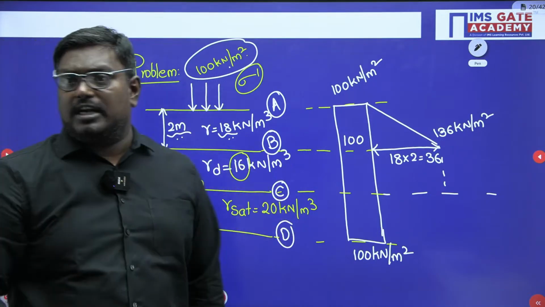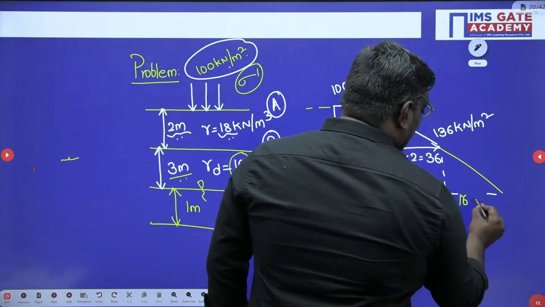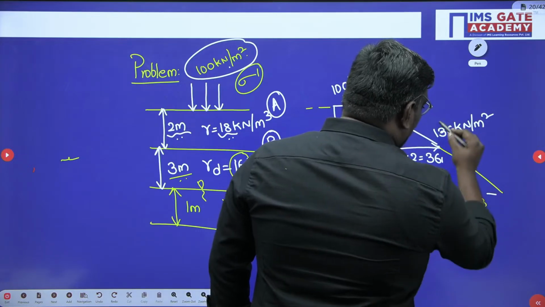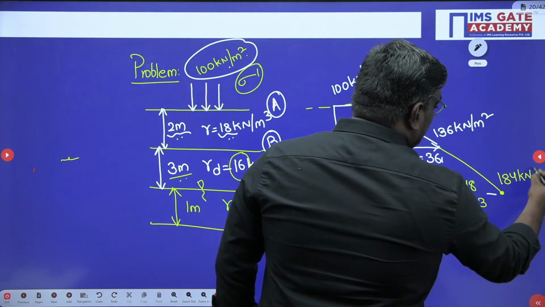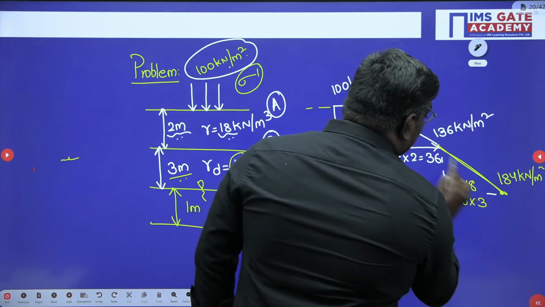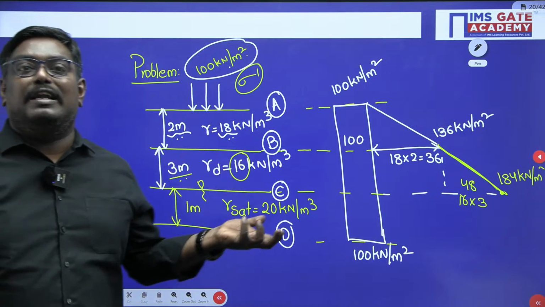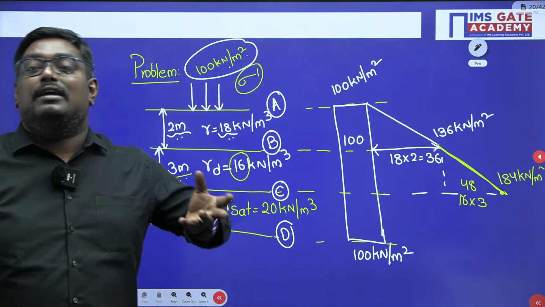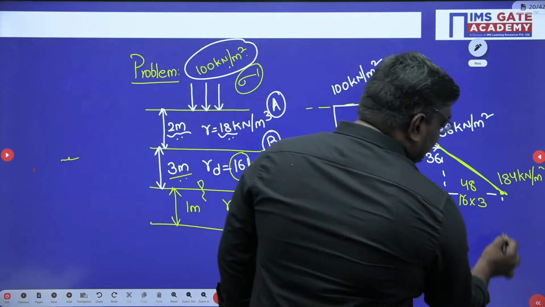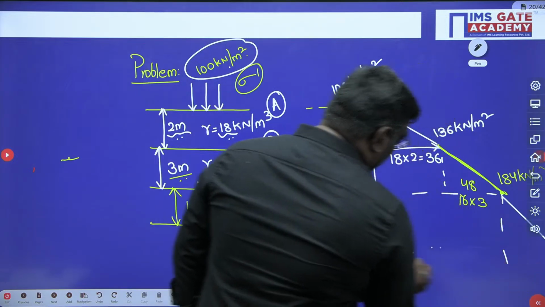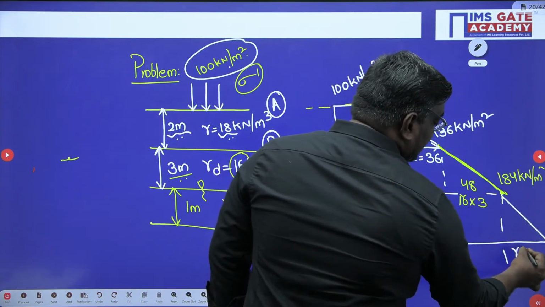Here also there is no water table. So here it is 16 into 3, 48, and 136 plus 48 will be 184 kilonewton per meter square. My dear students, here you have to change the slope. Slope is not same. Whenever it is having different unit weights, I told you clearly, the slope changes. So here, this is gamma dash into Z.